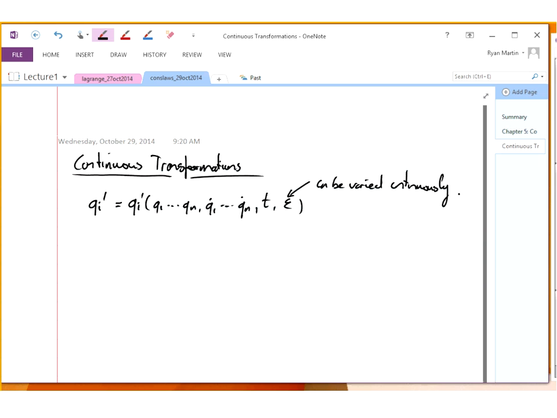For example, think of a translation of the coordinates. You can translate the new coordinate system by a certain distance. We call that distance epsilon. You can change epsilon in a continuous way, and that changes continuously how the transformation behaves. We'll see a couple examples. In principle, time can also be transformed, so we should write that t prime is also a function of everything else: the Q1s to the Qn's, the Q1 dots to the Qn dots, the original time, and epsilon.